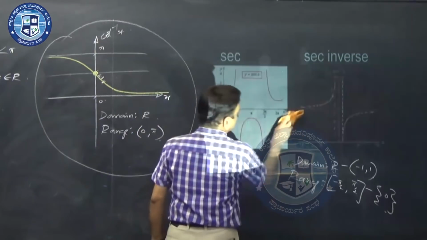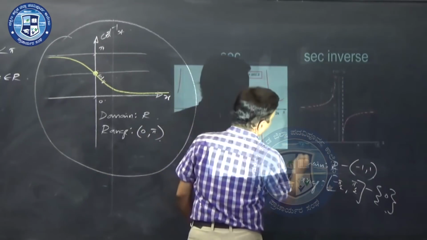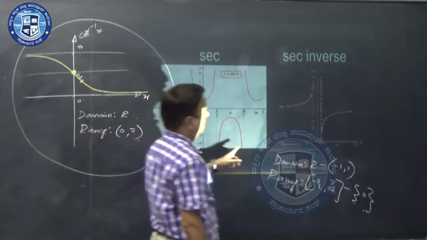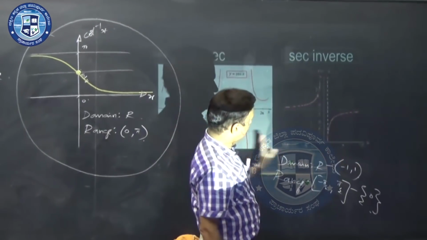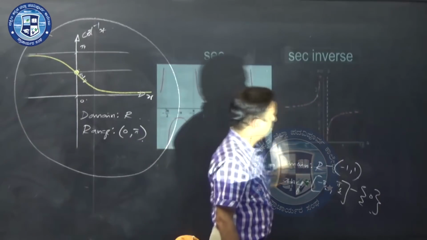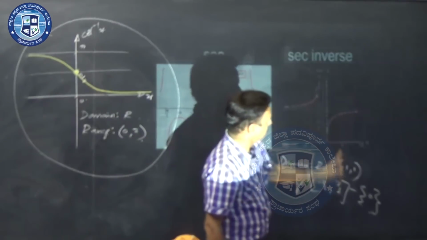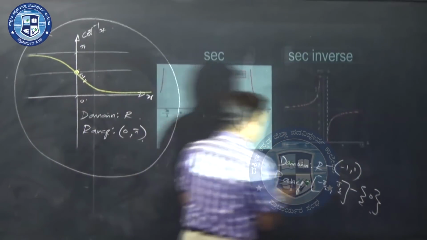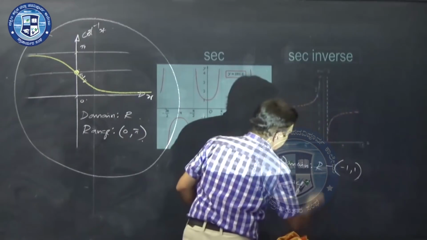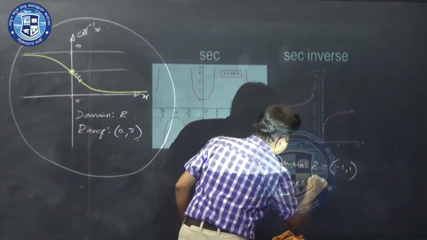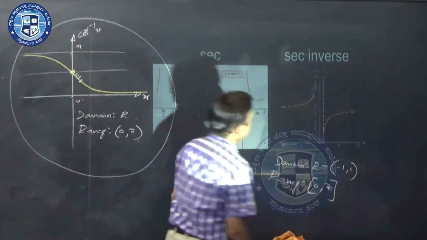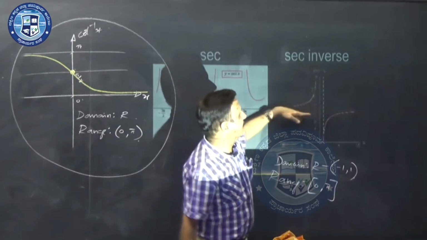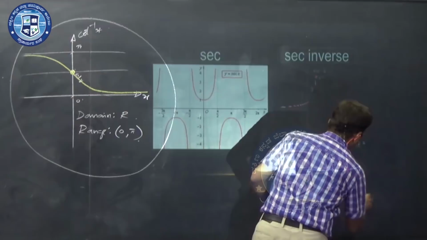Next, secant inverse. The domain, which I already explained earlier, is any real value from minus infinity to plus infinity, but it cannot take values between minus 1 and plus 1, so it is R minus the open interval minus 1 comma plus 1. The range is quite interesting, it is between 0 to pi, but it cannot take pi by 2, so it is 0 comma pi minus the set containing pi by 2.